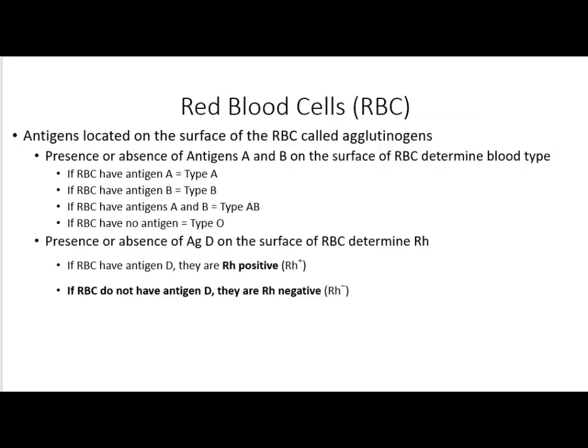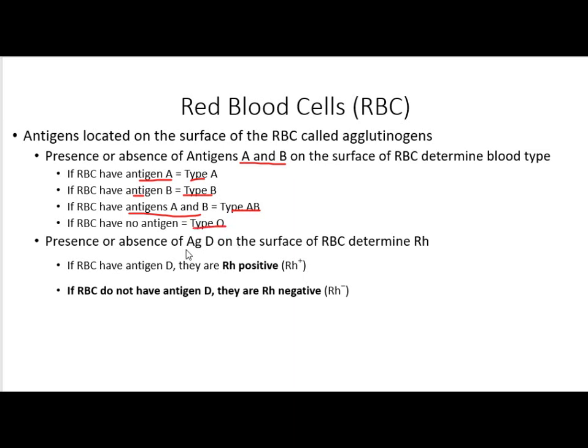Now let's move to the red blood cells. Red blood cells have 2 types of antigens, antigen A and B. The antigen A and B determine whether your blood type is A, B, AB, or O. If you have antigen A on the surface of the red blood cells, you're type A. If you have antigen B on the surface of red blood cells, you're type B. If you have antigens A and B, then you're type AB. If you don't have antigen A or B, then you're type O.